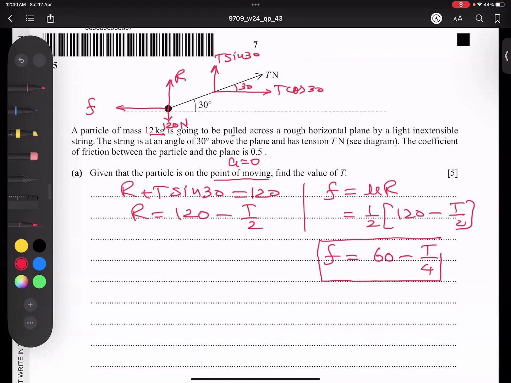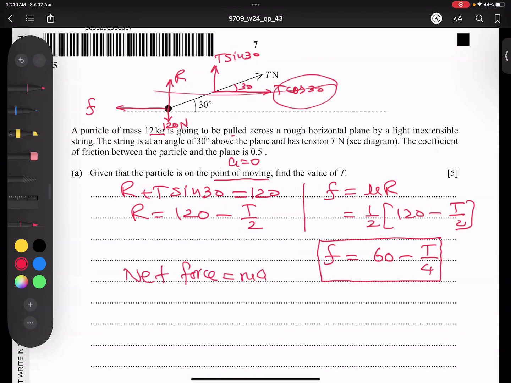Which remains the same throughout if the particle is not changed and if this angle is not changed. Make sure, if the angle changes, then this will change. Okay, let's see what he's saying. Naturally, for the system, we can say net force is equal to ma.